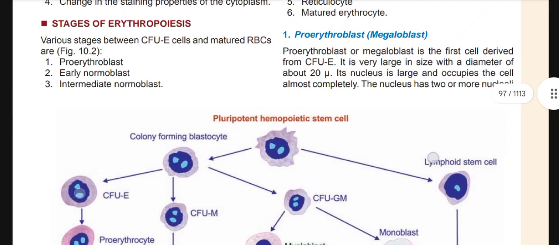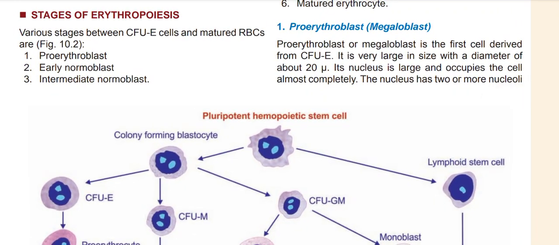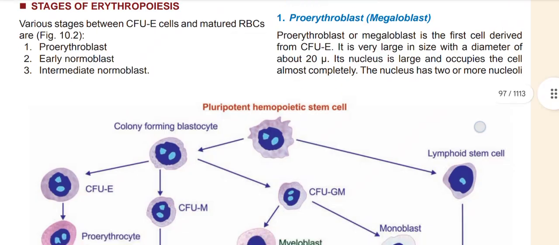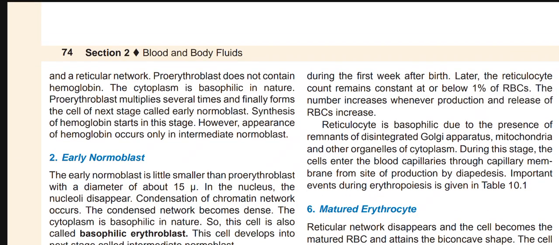Now we discuss each step with a little bit of detail. First of all, proerythroblast or megaloblast. Proerythroblast or megaloblast is the first cell derived from the CFUE. It is very large in size with a diameter of about 20 micron. Its nucleus is large and occupies the cell almost completely. The nucleus has two or more nucleoli and a reticular network. Proerythroblast does not contain any hemoglobin.